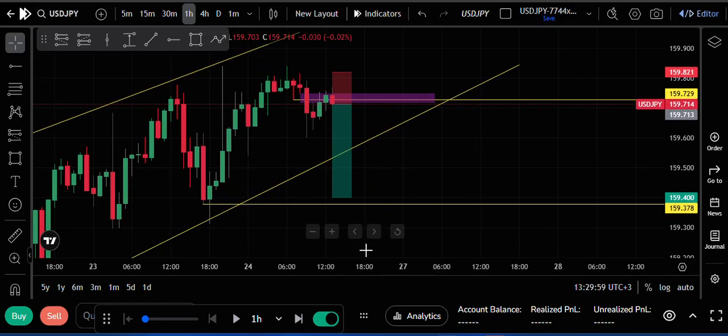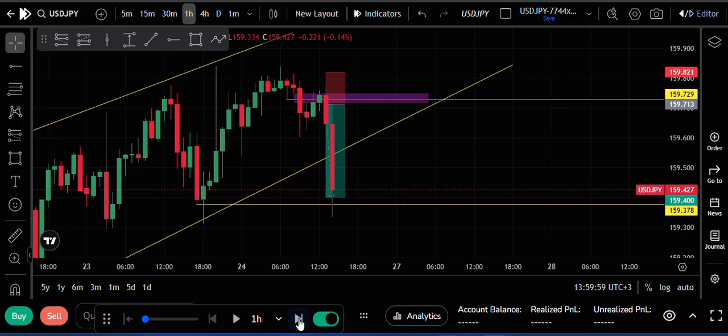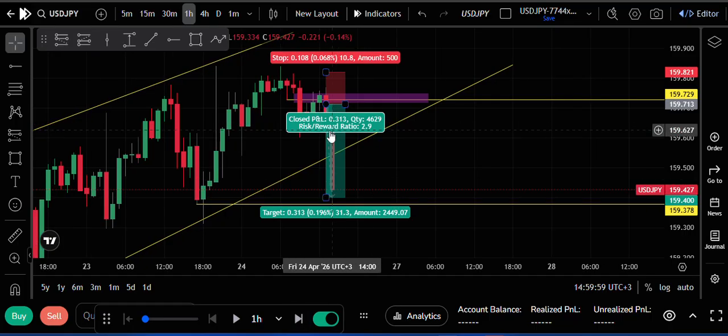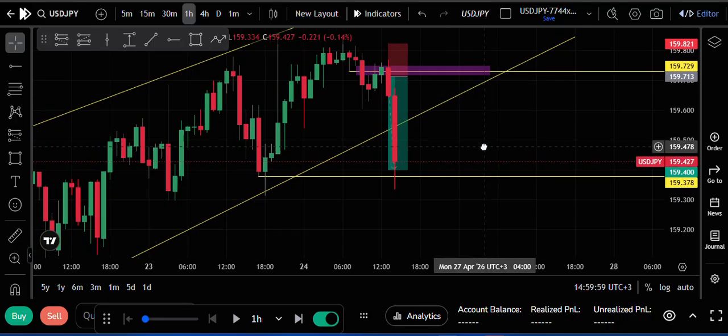So what next? The candles moved within no time, and in 2 hours I was out of the market. You see, that was a very, very nice move, a very quick one.